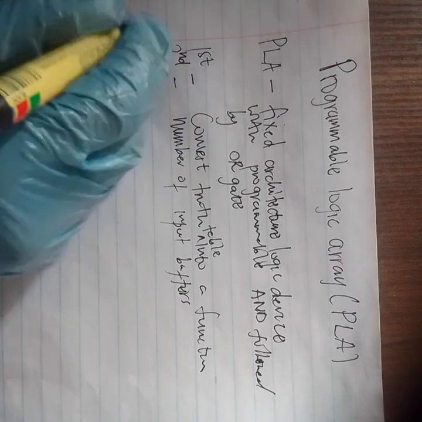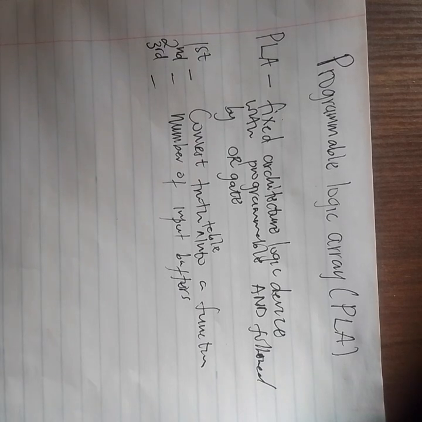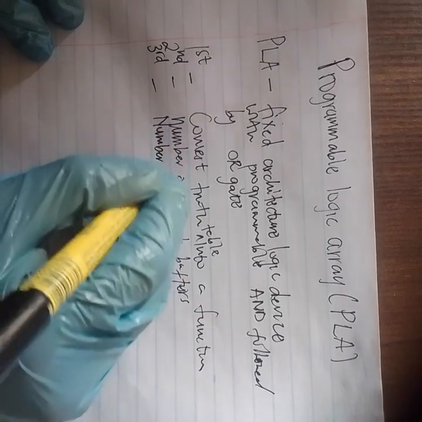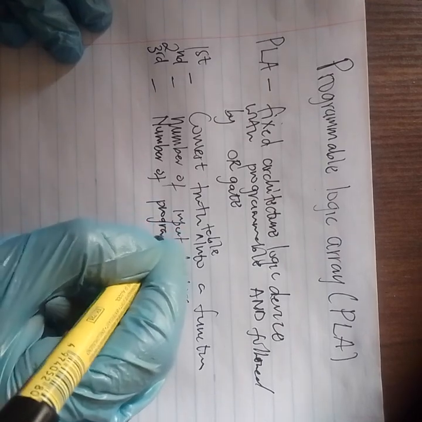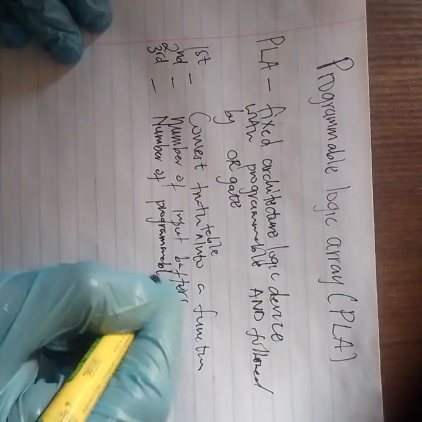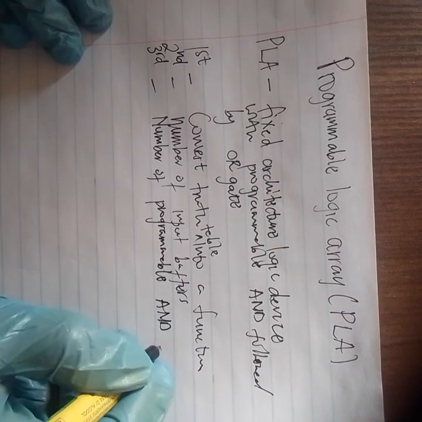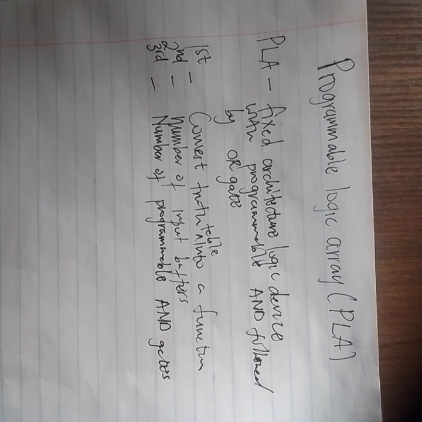The third step, we need to find the number of programmable AND gates. These are the 3 steps which we need to follow in order to program a PLA.